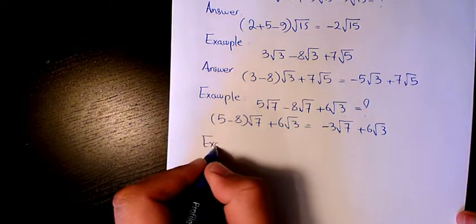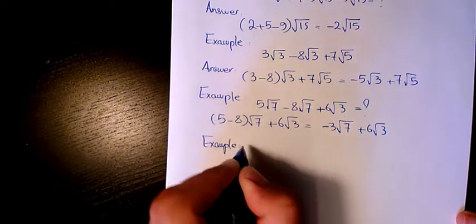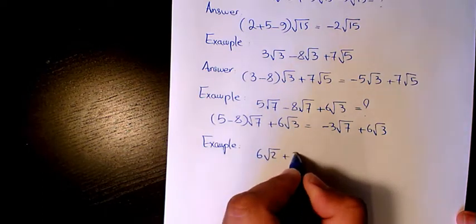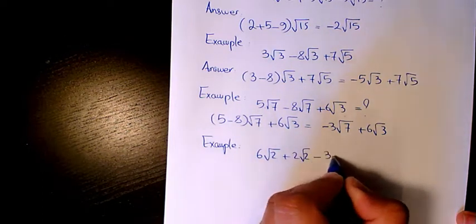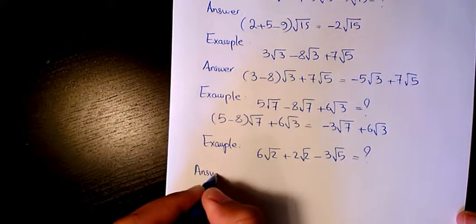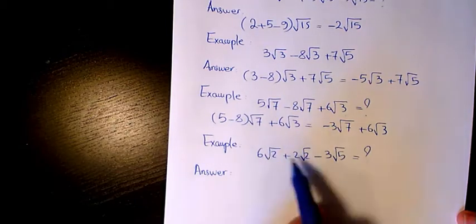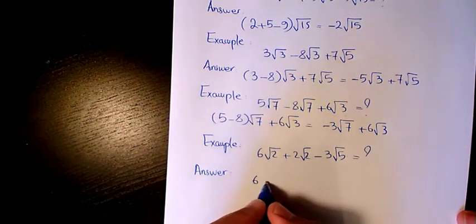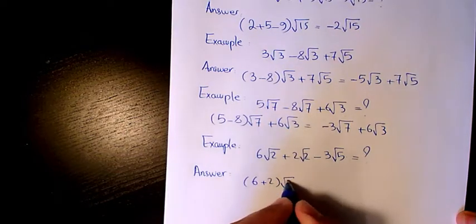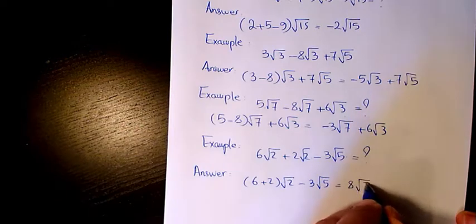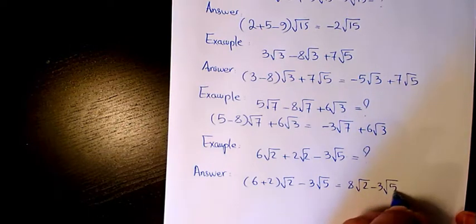Next example, we have 6 root 2 plus 2 root 2 minus 3 root 5. The answer, these two are like terms, so we can combine these two. This one is not, so we can say 6 plus 2 root 2 minus 3 root 5. 6 plus 2 is going to be 8 root 2 minus 3 root 5.